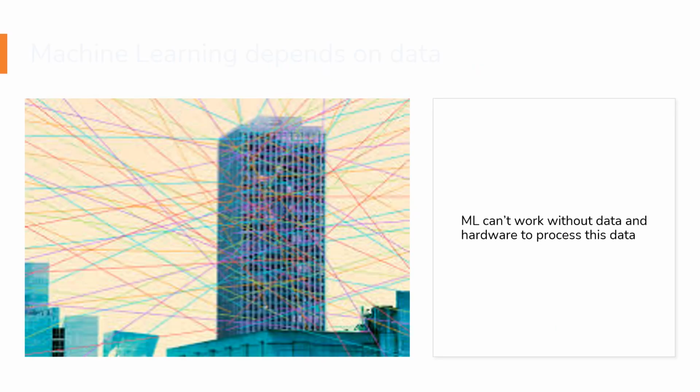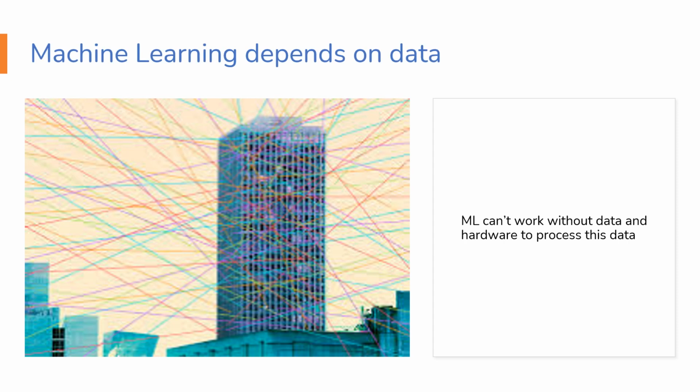In addition to knowing which area you are working on, for example, as we explained in the previous slide, data analytics, statistical inference, or machine learning. For machine learning, you need to have data, and lots of data. So ML cannot work without data and hardware to process this data.